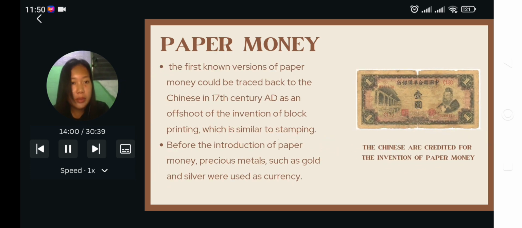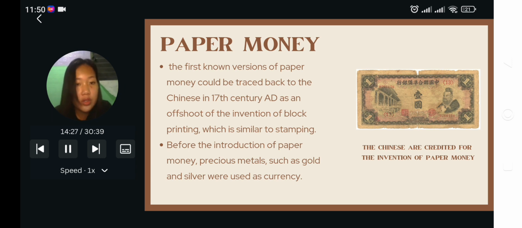Next is paper money. The first known versions of paper money could be traced back to the Chinese in the 7th century AD as an offshoot of the invention of block printing, which is similar to stamping. So this is the first ever paper money. Credited dito sa paper money na to is yung mga Chinese. Sila yung talaga naka-invento ng paper money.